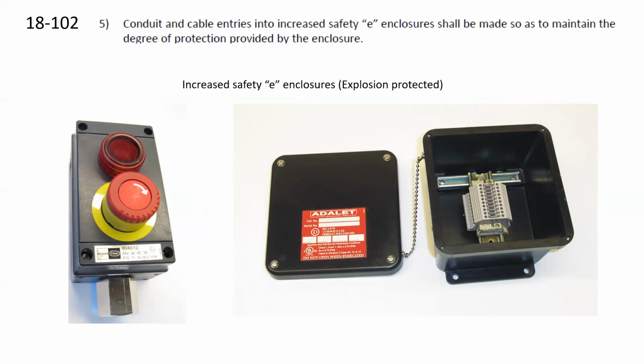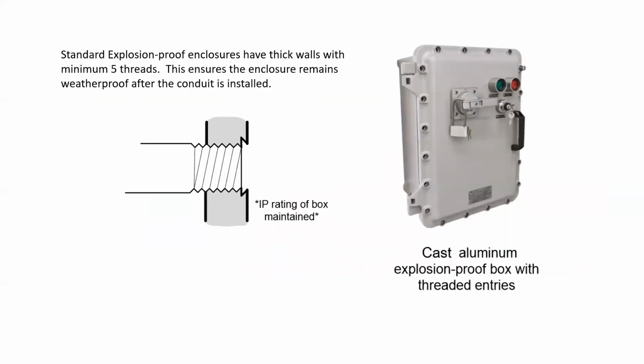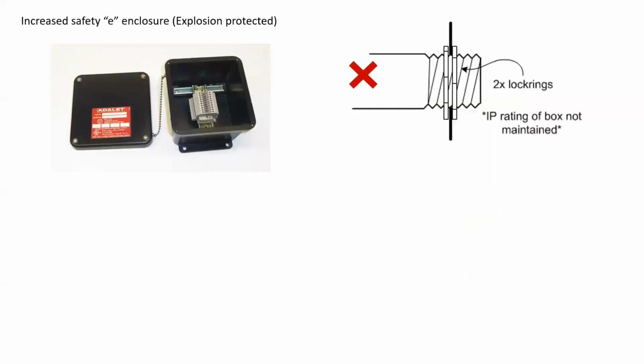So increased safety E enclosures are explosion protected IEC enclosures, and usually they're a plastic enclosure like this. They look like a weatherproof enclosure. To contrast that, a standard explosion-proof enclosure will have a thick wall with minimum 5 threads engaged, and this ensures the enclosure remains weatherproof after the conduit is installed.